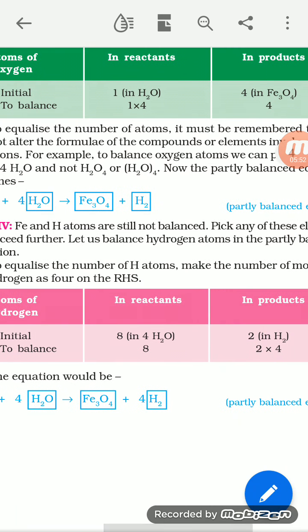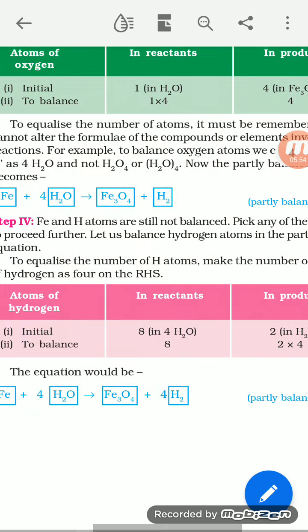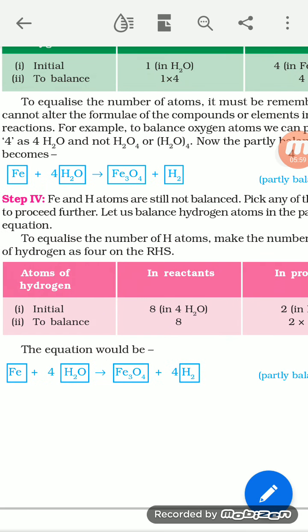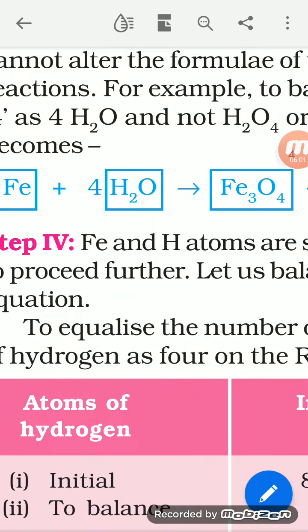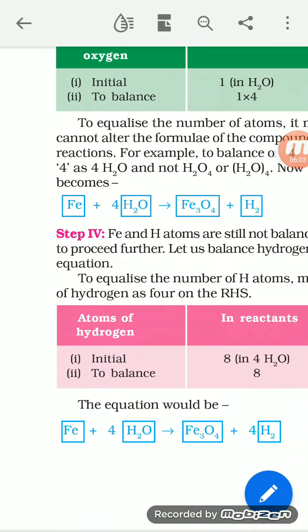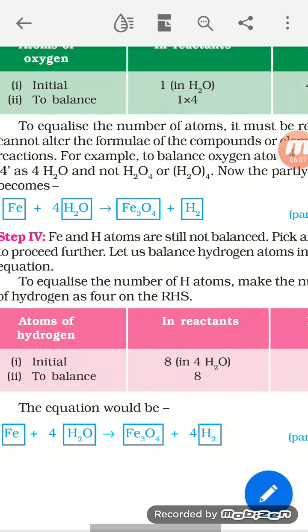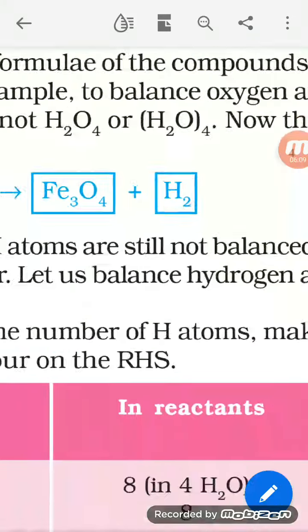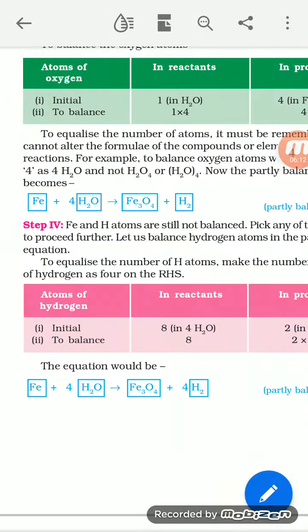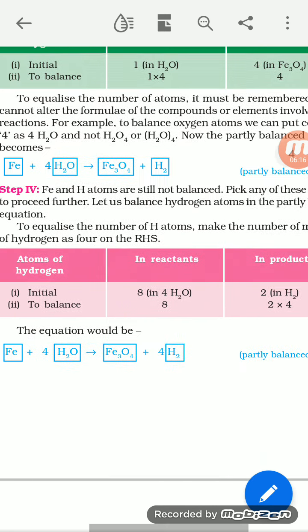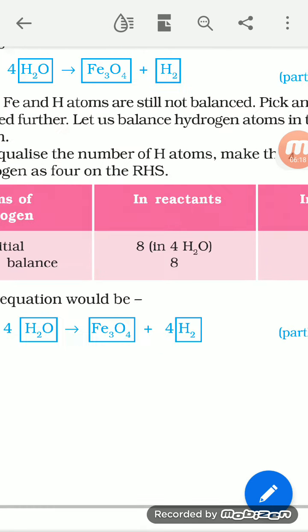Now again you see there is an imbalance. The atoms of hydrogen in the reactant are 8, since 4H2O means 4 into 2, 8, and in the product part it is 2. So we have to balance. 8 and 2, so we have to multiply by 4. So here we are multiplying H2 by 4, and it becomes iron plus 4H2O giving Fe3O4 and 4H2.